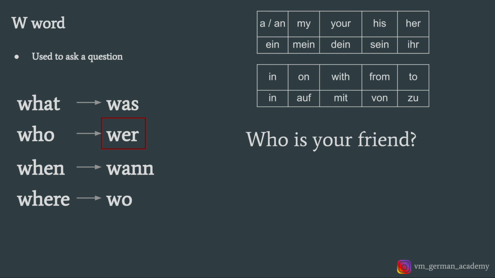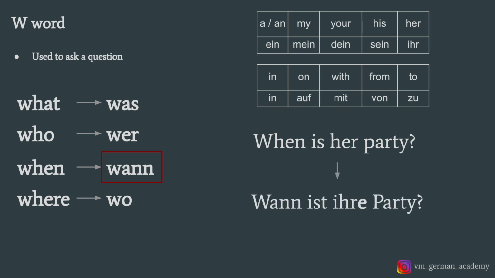The next question is, who is your friend? Who means wer in German. So the question would be, wer ist dein Freund? Next, the question is, when is her party? When means wann in German. Party is same as party. So the question would actually be, wann ist ihre Party? Again, the extra e at the end of ihr is due to declensions. We will learn that later clearly.